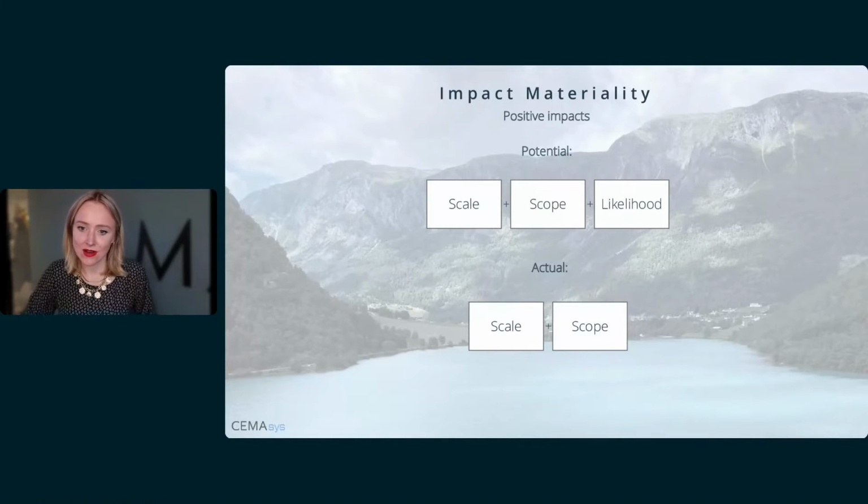All right. So when it comes to impacts that are positive, these have to be scored separately from the negative ones, because a positive impact and a negative impact, although they use the same words, are hard to measure exactly up against each other. So we score these separately. It looks very similar. A potential positive impact will be scored by the scale, the scope, and the likelihood of said positive impact occurring. And if it is an actual impact, you guessed it, likelihood equals 100%. We don't need to include it, just the scale and scope.